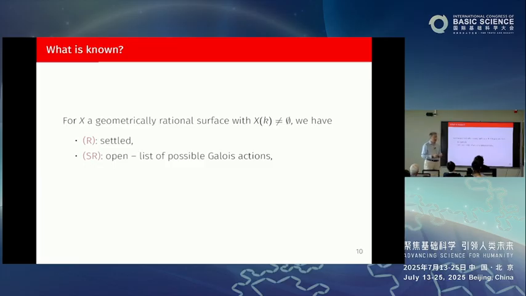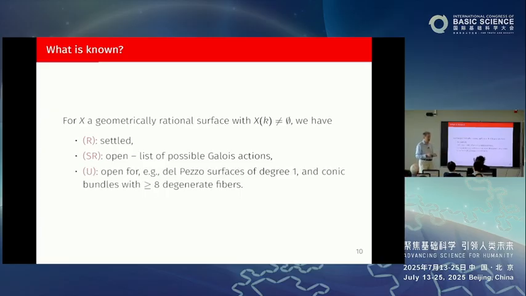Now, stable rationality is still open. There is a list of possible Galois actions. In other words, you know the variety is not rational, but you don't know if it may be stably rational, where all obstructions vanish. Unirationality is still open in degree 1, even though there are some partial results by Kollár. Conic bundles with at least 8 degenerate fibers.